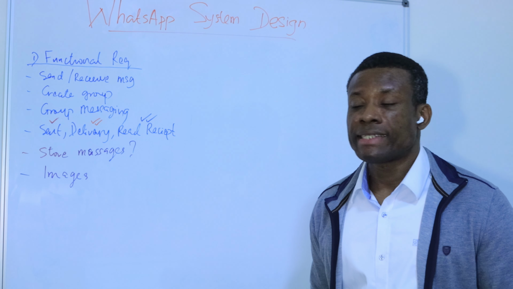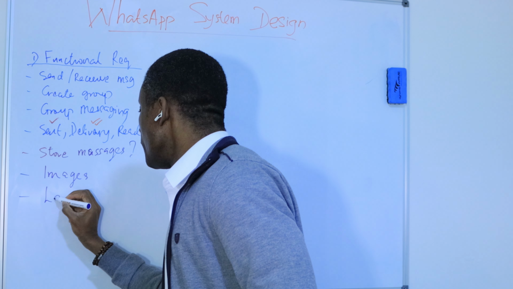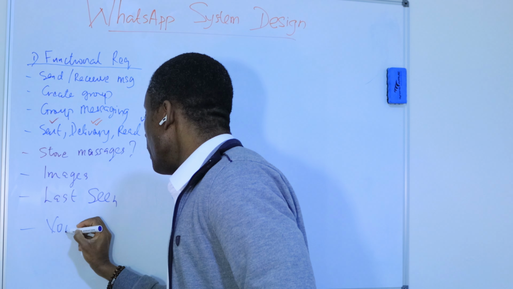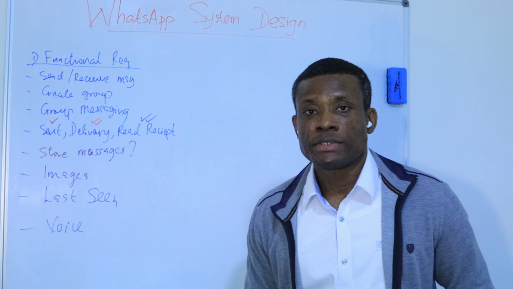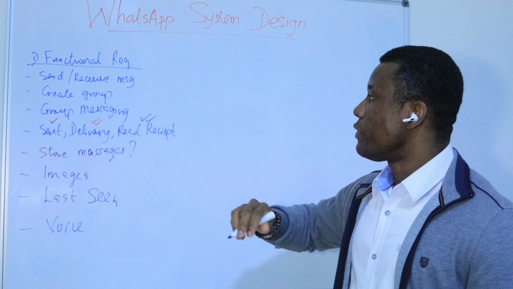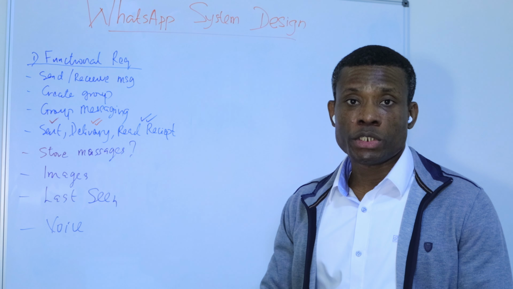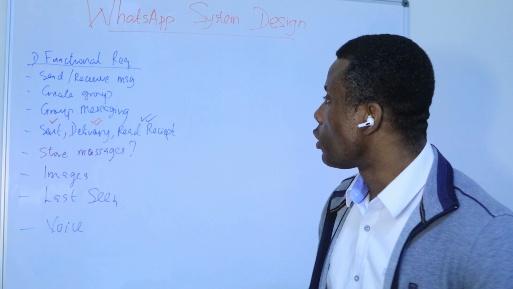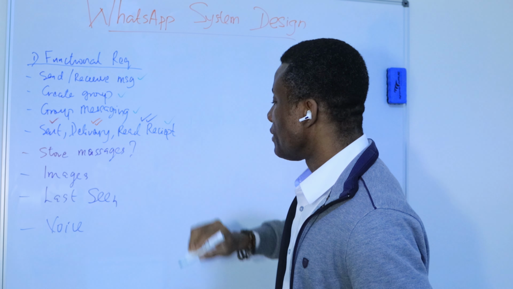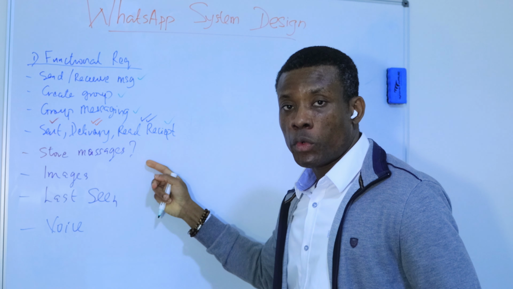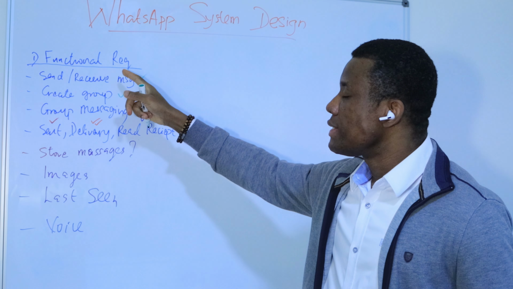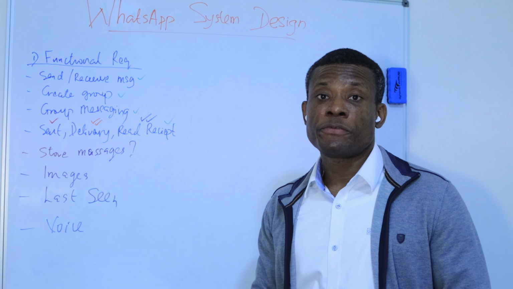And we also have last seen, and we also have voice. A lot of messaging applications at this point support voice messages. Once you list this out, you want to identify the key features or the key requirements. For me, the main ones are messaging and group. Then from the fourth one downwards, you want to clarify with your interviewer. So at this point, let's move on to the next step, which is non-functional requirements.